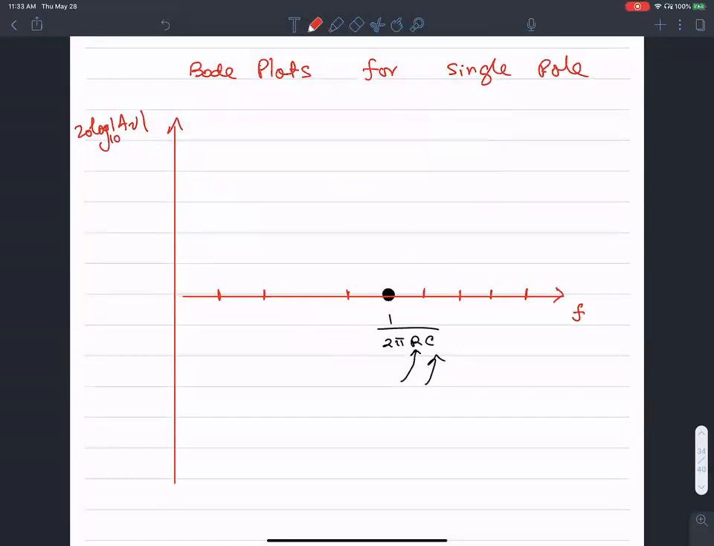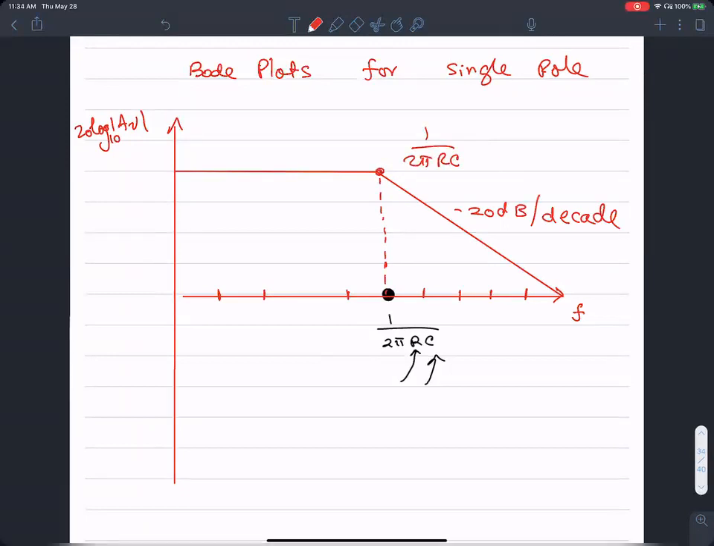Let's say there is a DC gain of whatever. The DC gain value is that, the gain at low frequencies. The crude approximation for how the gain changes with respect to the pole frequency is that it begins to roll off at negative 20 dB per decade. It begins to roll off at this pole frequency, 1 by 2 pi RC. If there is one R and one C in my circuit, the gain begins to roll off. This is called single pole response.